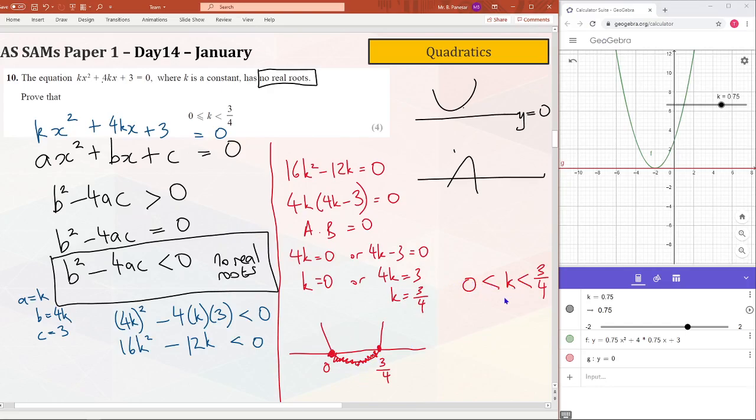However, we also have to consider what's actually happening when k is equal to 0 and when k is equal to 3 over 4. When k is equal to 0, you can see here very clearly that 0, 0, 3, 3 cannot be equal to 0. So that's obviously not correct, and therefore you can easily write your final answer as that.